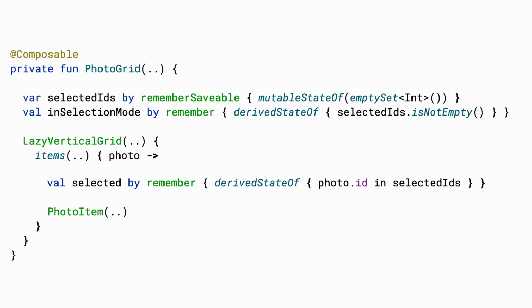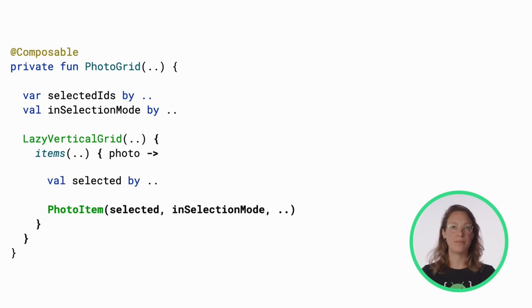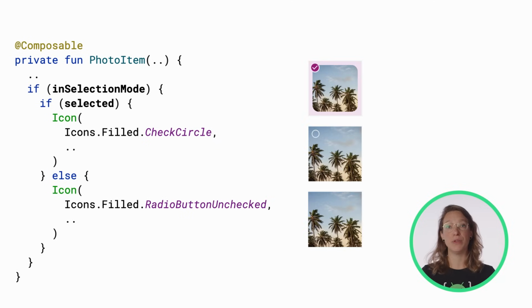In addition, for each photo in the grid, we can look up whether that specific photo is selected, by checking if it's part of the set of selected IDs. Again, we're using derivedStateOf to make sure that we only recompose composables depending on this state when the selection state changes from true to false or the other way around. We then forward these properties to the photo item composable so it can adapt its UI based on their values. And inside the photo item composable, we use these values to choose what icon to show, if any.